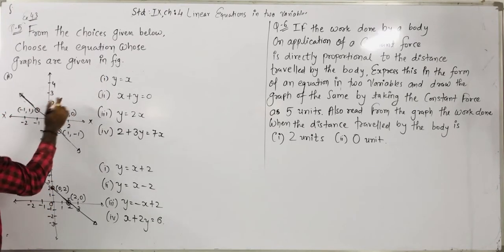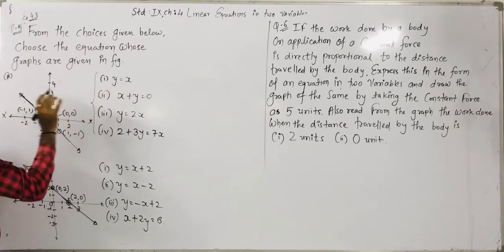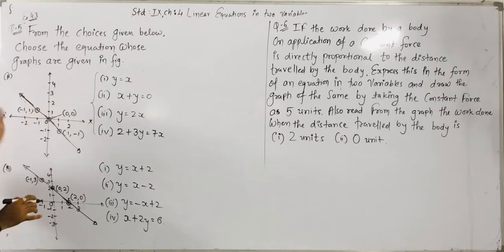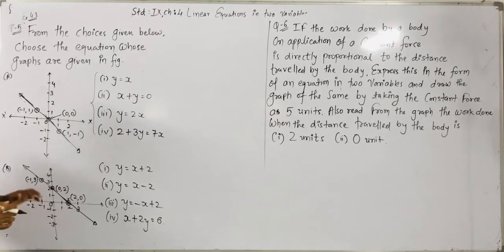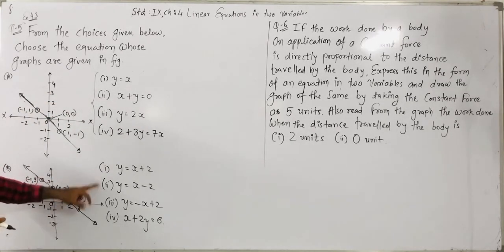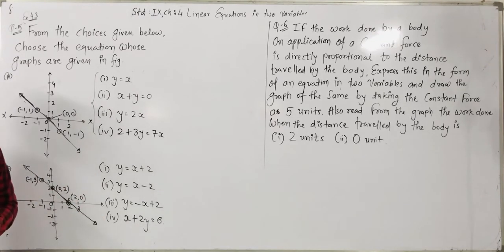So that graph is from these four equations. We have to decide which equation's graph it is. In the same way, graph B is given. Out of those four equations, we have to find which equation's graph this is. Okay, so how can we find it very easily?